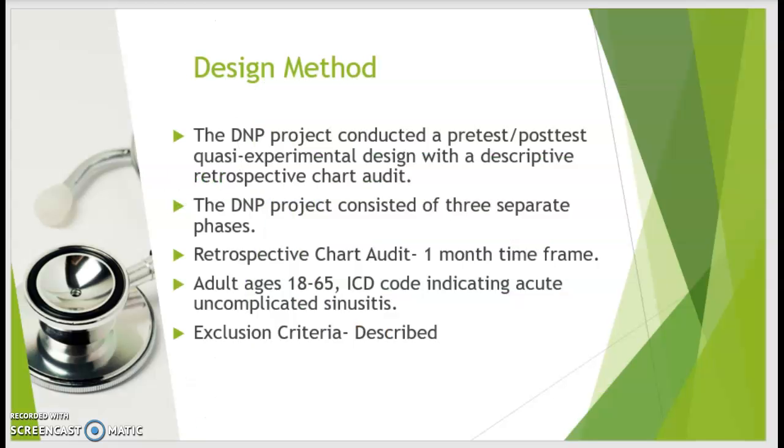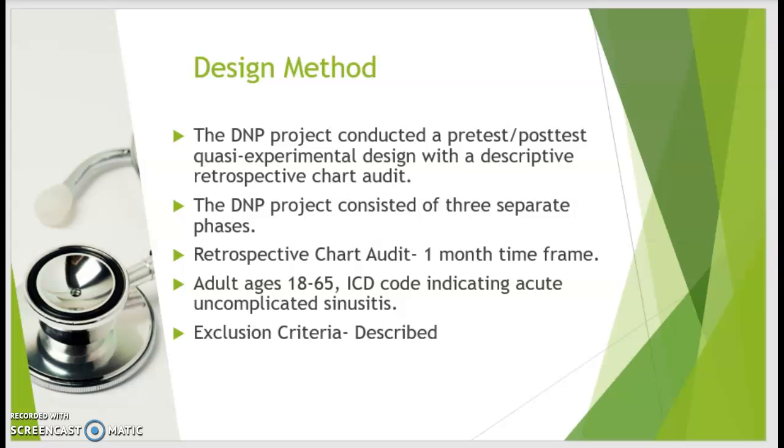The project was conducted as a pre-test, post-test quasi-experimental design with a descriptive retrospective chart audit. The project consisted of 3 phases. The selection of charts used for this DNP project was obtained from a 1-month time frame before and after the educational intervention. The retrospective chart audit included the adult patients between the ages of 18 and 65 with an ICD code indicating acute uncomplicated sinusitis.